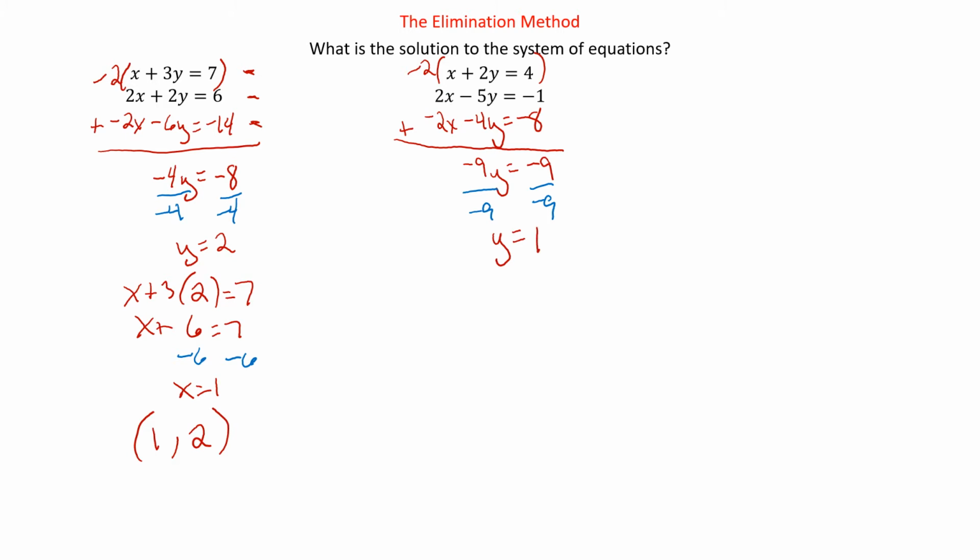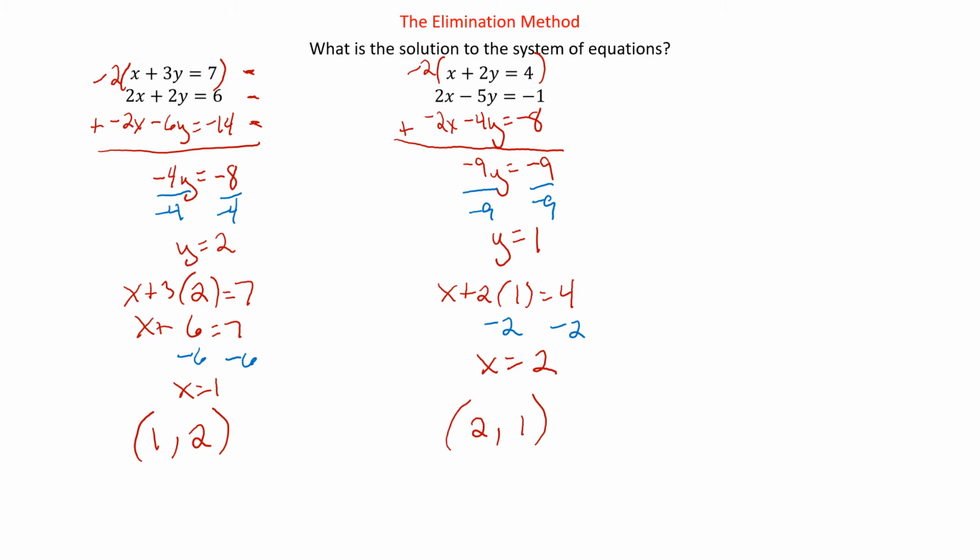Let's plug that in. So we have x plus 2 times y, which is 1, equals 4. 2 times 1 is just 2, so we can subtract 2, and we get x equals 2. So our ordered pair, x comma y, is 2 comma 1. How'd you do on that one?